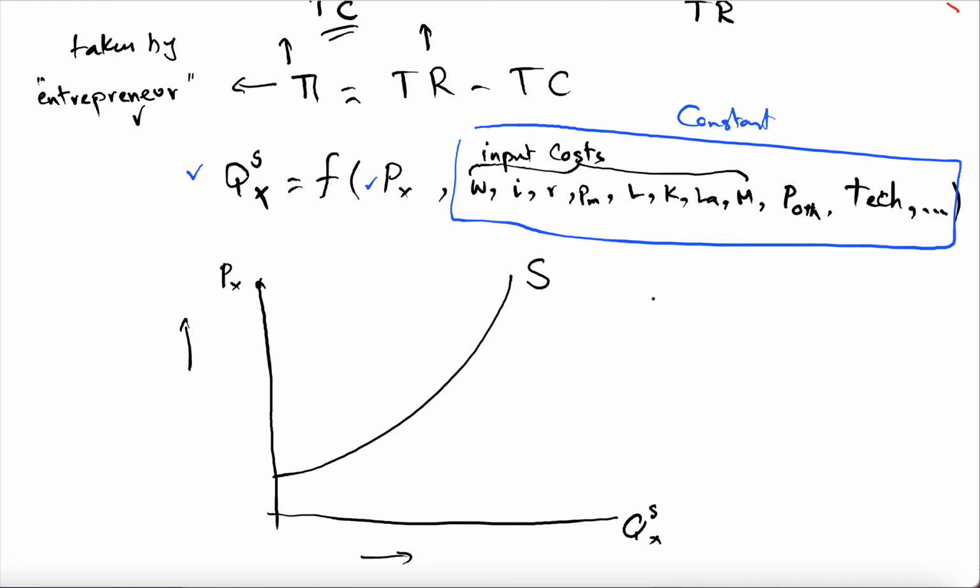So this positive slope is known as the law of supply. So the law of supply, don't make any mistakes, is ceteris paribus.